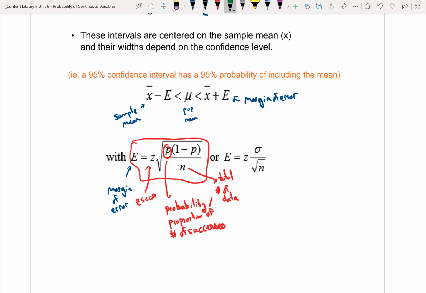The second formula that we could be using is E is equal to the z-score times the standard deviation divided by the square root of the total number of data. So we have a z-score, we have our standard deviation, and again our n, the total number of data.